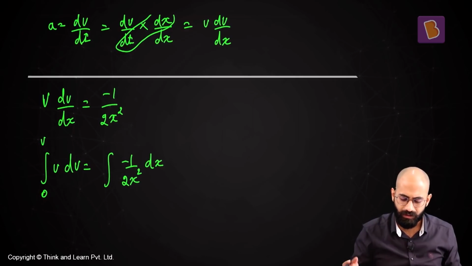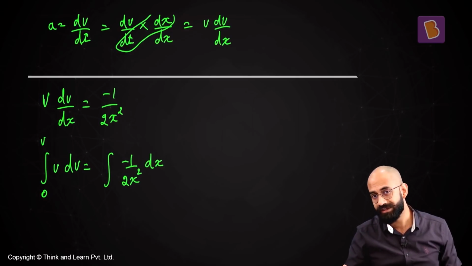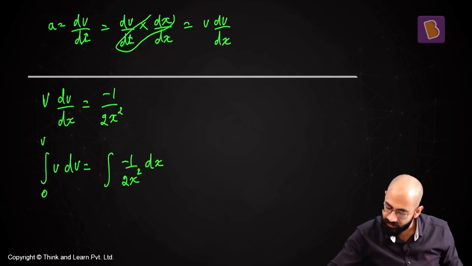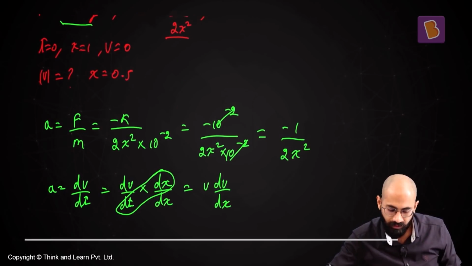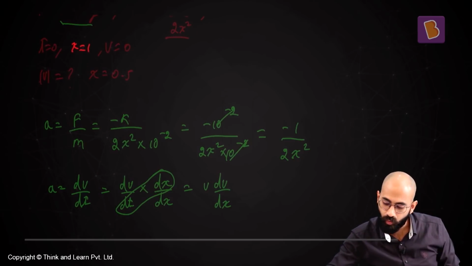Alright. Now on the right hand side, the changing variable is x, and at t equals 0, x equals 1.